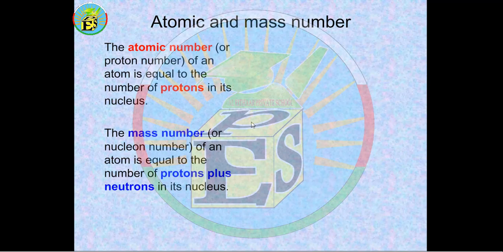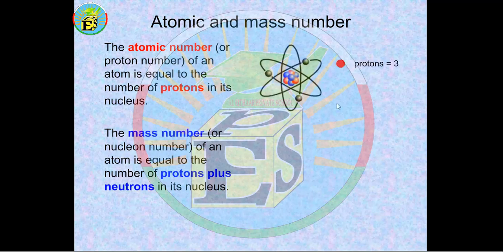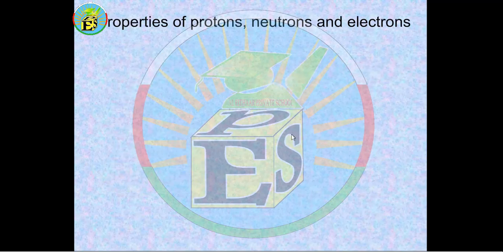Atomic and mass number. The atomic number, or proton number, of an atom is equal to the number of protons in its nucleus. The mass number, or nucleon number, of an atom is equal to the number of protons plus the number of neutrons. In this example atom, protons equal 3, neutrons equal 4, electrons equal 3. So the atomic number equals 3 and the mass number equals 7.